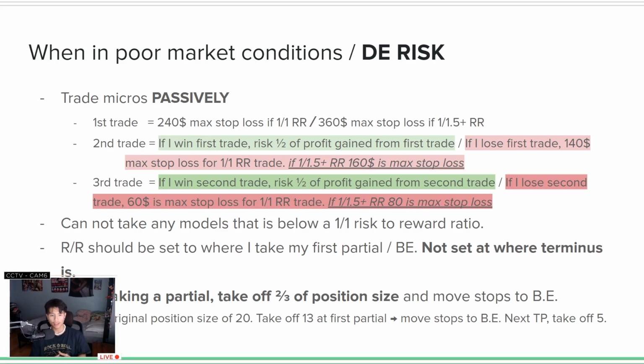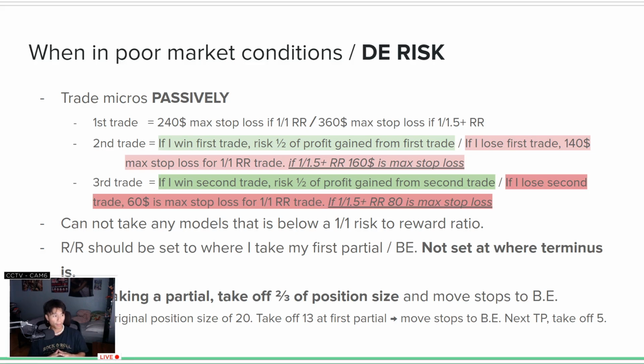I'm not going to go over everything, but one crucial thing that's different whenever risk on is, whenever I do take a partial, I'm going to take off 2/3 of the position size, because you're trading in poor market conditions already. Your percentage of even winning a trade already drops significantly whenever you're trading poor market conditions. I have a video going over when markets are going to be in poor conditions. So you always want to take off 2/3 of your position size whenever your partial is taken, and like always, you want to move your stops to break even.